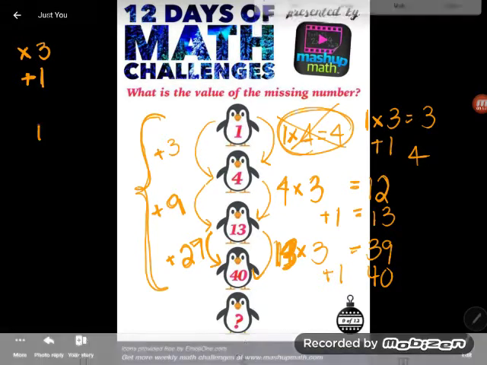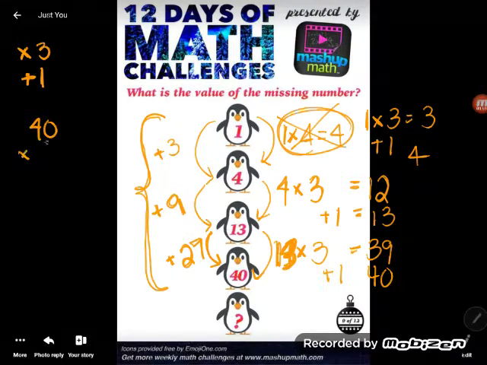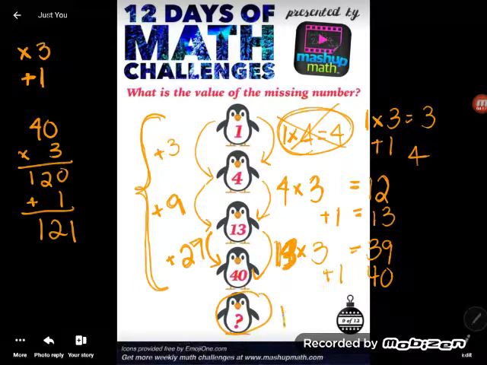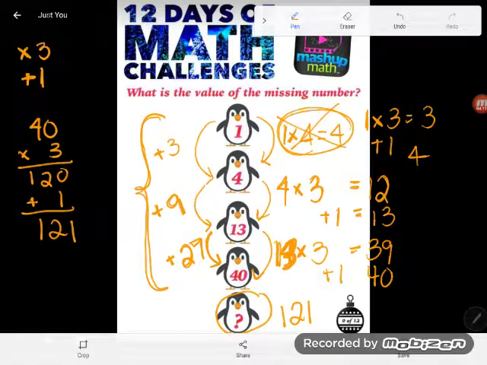So let's do that with the number 40. Let's take 40, multiply it by 3. I would get 120, add 1, and I'm up to 121. Definitely, I could do the math that way, and I would get 121.